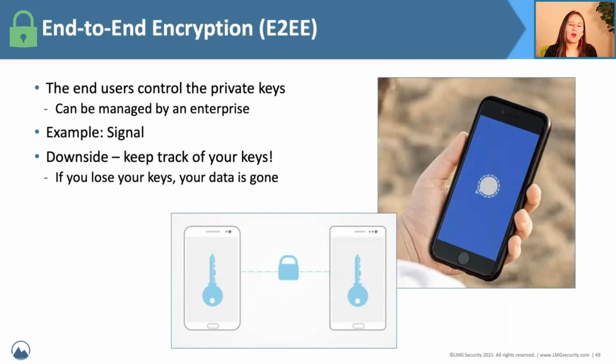And we see this used all the time in applications like Signal, for example, where if there's a third party, even if they are, let's say they work for Signal, the employees of Signal cannot eavesdrop on your conversation, even if they really want to. You have the only keys on your phone, and the recipient will have a key on their phone as well. So the downside of this is that you must keep track of your key. If you lose your key, you lose any data that's been encrypted with it.